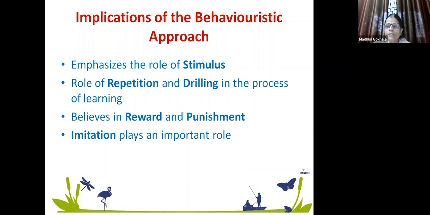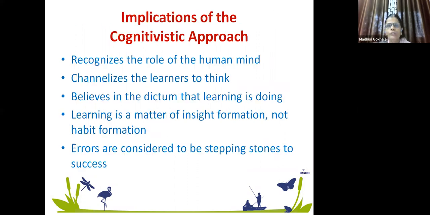Now, though this was a mistake, Chomsky was a linguist, right? It set him thinking. And then came what we call the cognitivistic approach, where Chomsky criticized behaviorism. Chomsky said that we need to recognize the role of the human mind. Behaviorism is not only about imitation and behavior, but let us try to understand how the human mind contributes to the process of learning.